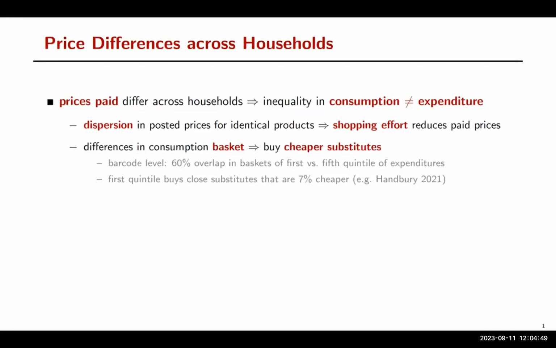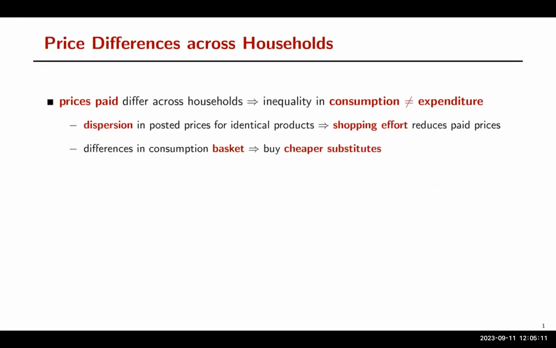If you compare the products within close substitutes, say within fresh apples or within fresh oranges, that households at the bottom and the top of the distribution buy, you find that among close substitutes, the households who spend less buy products that are on average roughly 7% cheaper. Okay, so there are systematic differences in the consumption baskets of households.